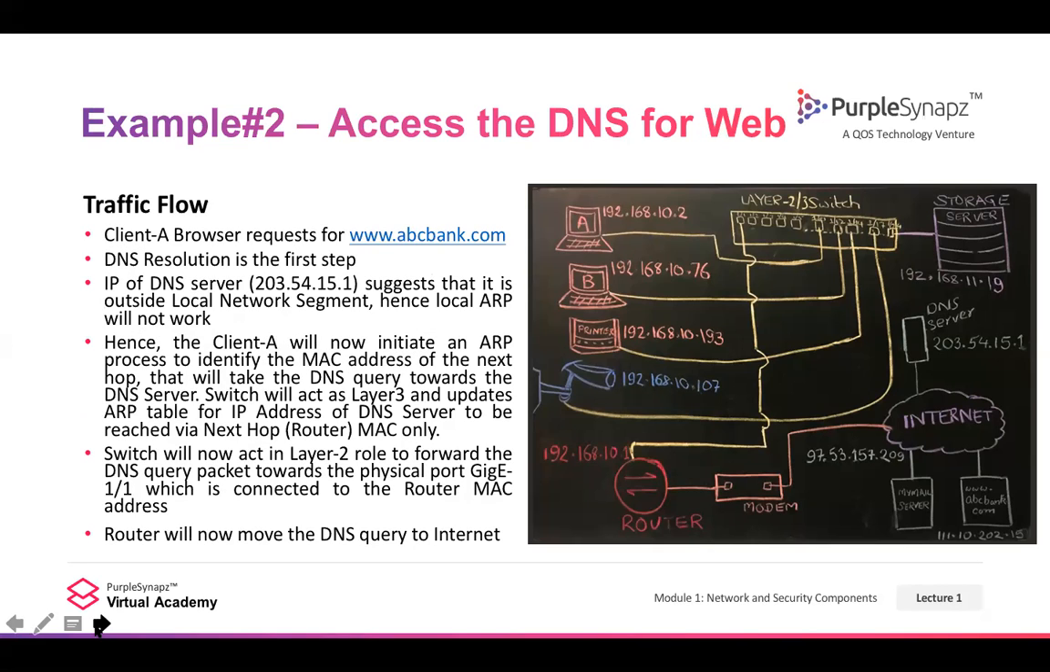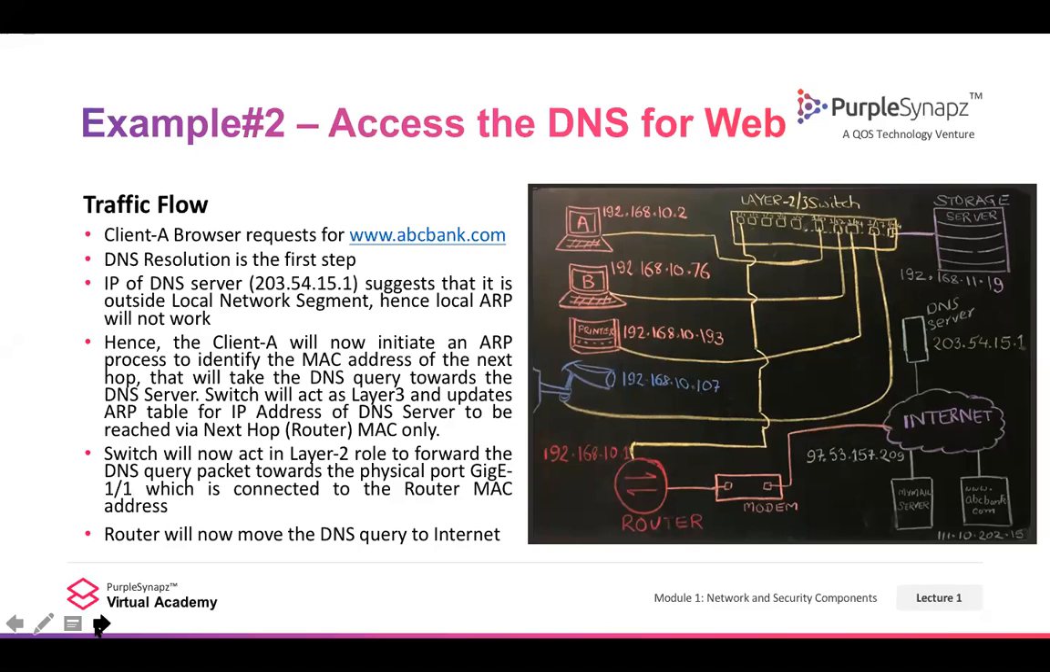Example number 2. In example number 2, let's look firstly at what's written in the text. Client A's browser requests www.abcbank.com. So that's the request for browsing, or for a web page I would want. Now, if that has to happen, as I told you in the beginning of the session, the first step will be a DNS resolution. Once the DNS resolution starts, what I will get at the end of the resolution is an equivalent IP address.